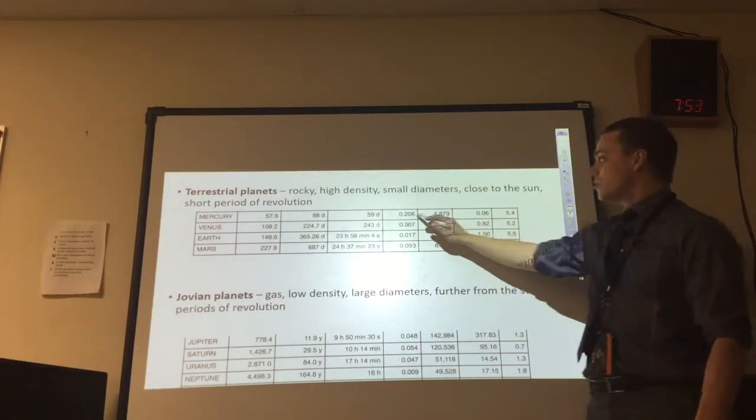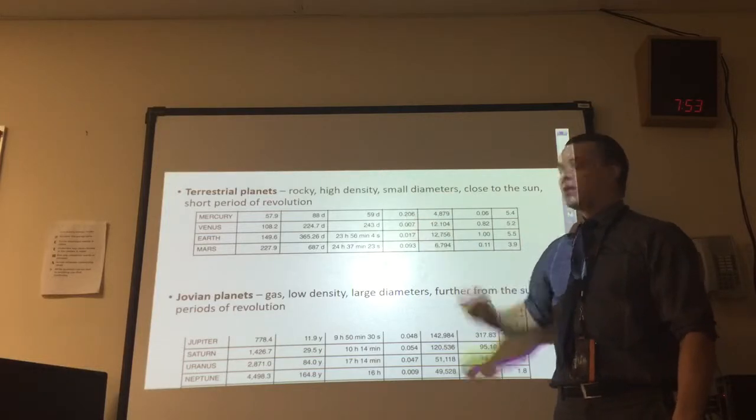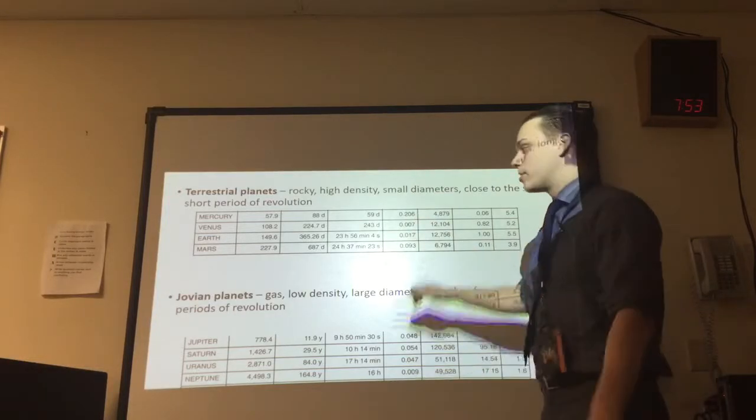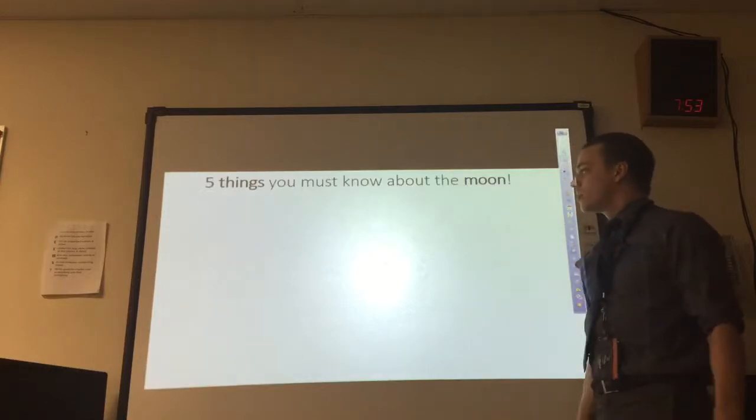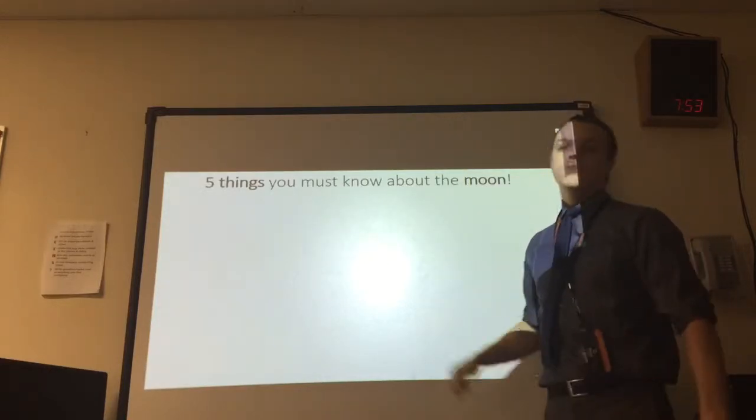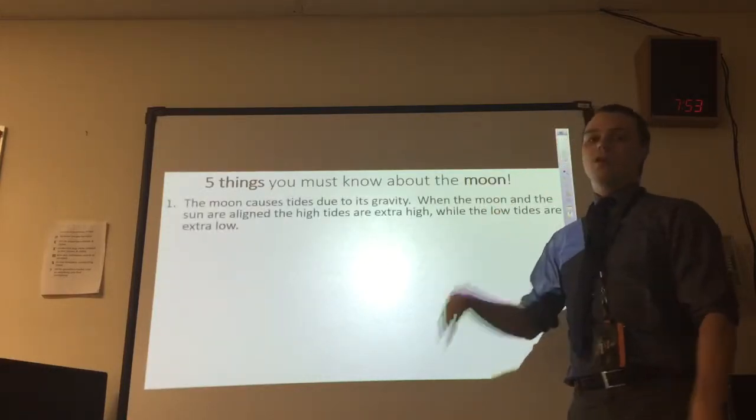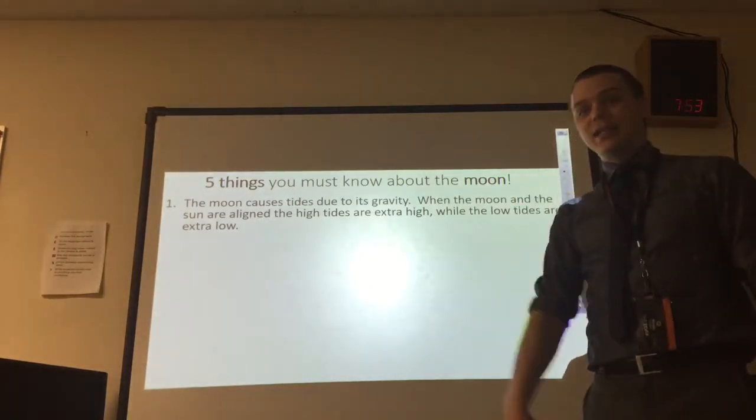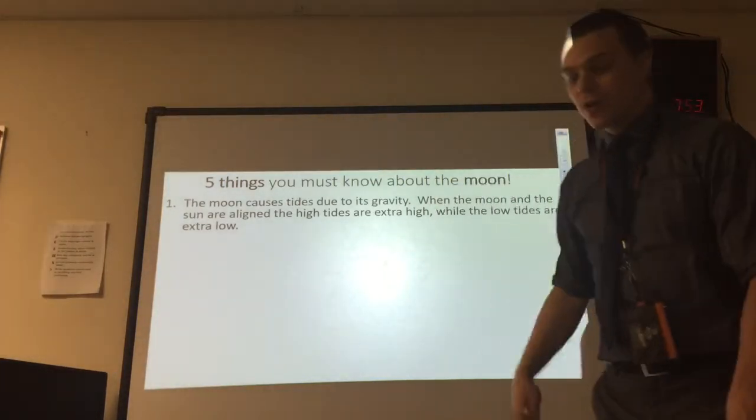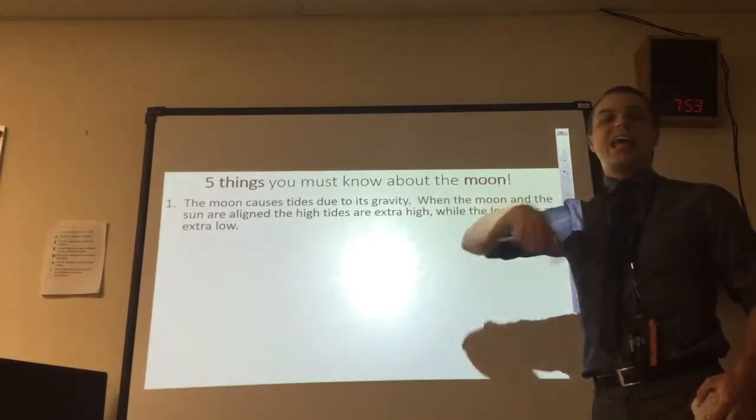And eccentricity is always rounded to the thousandths place. We'll review that as well. You don't need to necessarily know that for tomorrow's quiz though. So 5 things you need to know. You must know about the moon. First off, the moon causes tides. We have 2 high tides a day, and those 2 high tides are caused by Earth's rotation on its axis.